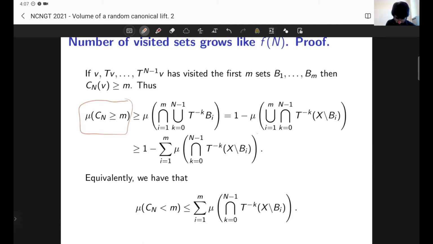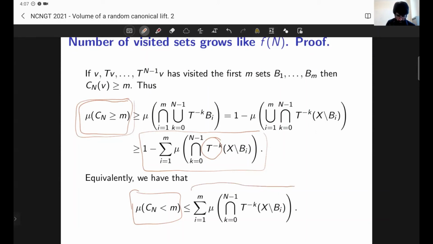By playing with probabilities a little bit, we can get to the following lower bound that depends on a sum of probabilities of the intersection of the push forwards of the unit time flow map of the complements of the sets B_i. Okay, so this is a mouthful, but the point is that by playing with these probabilities, we can get to this expression. So giving a lower bound to this amounts to giving an upper bound to this other probability, because this set is the complement of this. And now the point is to try to estimate what this upper bound is, which is a sum of probabilities coming from these intersections.